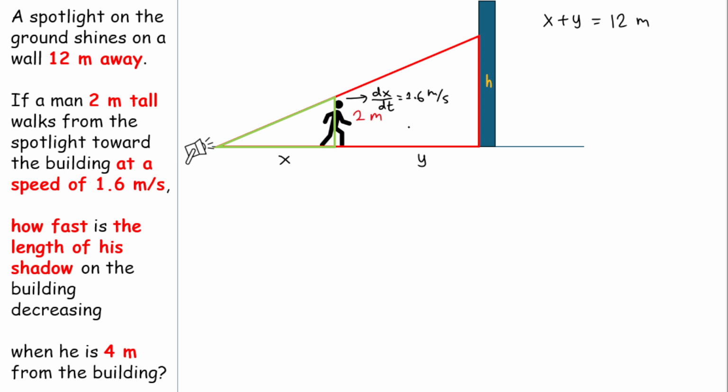And as he approaches the wall, his shadow is decreasing, right? Because when he is at the wall, he does not have any shadow. So here we have this decrease, and we need to find out what dH/dt is. And this should be a negative number, right? Because it is decreasing. So our expectation is this will be a negative number.